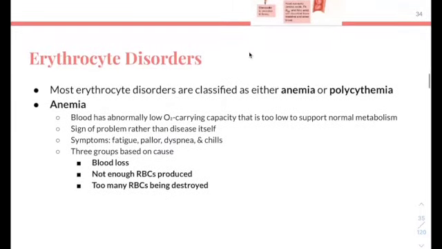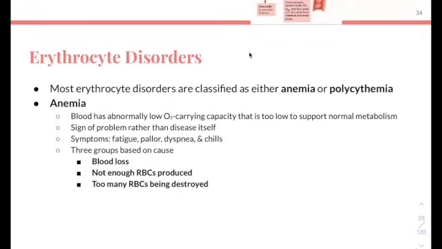There are a lot of erythrocyte or red blood cell disorders. They're classified as either anemia or polycythemia. Anemia is when there's low oxygen carrying capacity. So there's not enough oxygen capacity in the red blood cells for your cells and organs to perform their normal functions. We usually see signs of the problem rather than the disease.